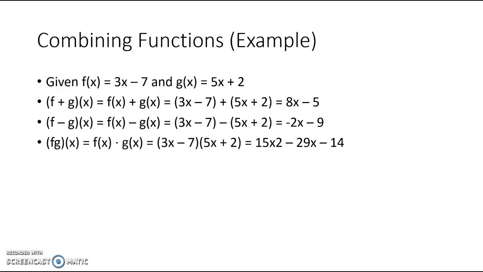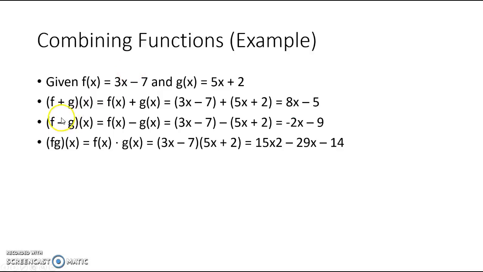So given f of x equals 3x minus 7 and g of x equals 5x plus 2, we can go ahead and substitute in these equations for each f of x. So f plus g of x is 3x minus 7 plus 5x plus 2. So simply what we'll do here is take both x's here and add them together to get 8x, and then we'll take this negative 7 and add a positive 2, which will give us the answer of negative 5. Therefore, f plus g of x equals 8x minus 5.